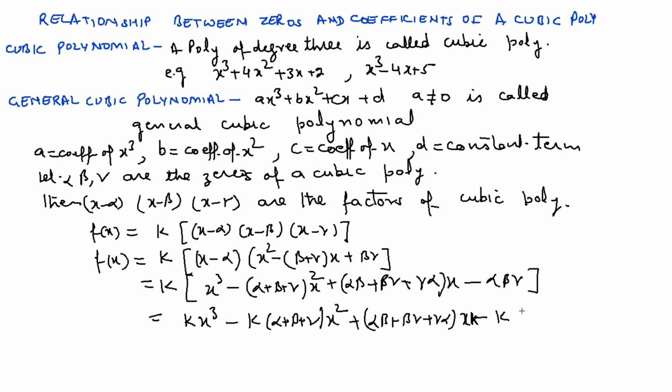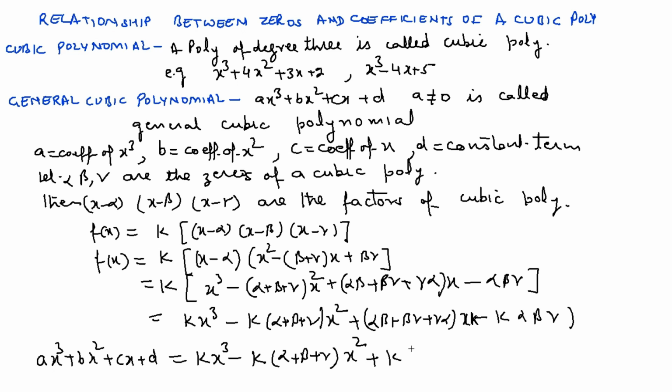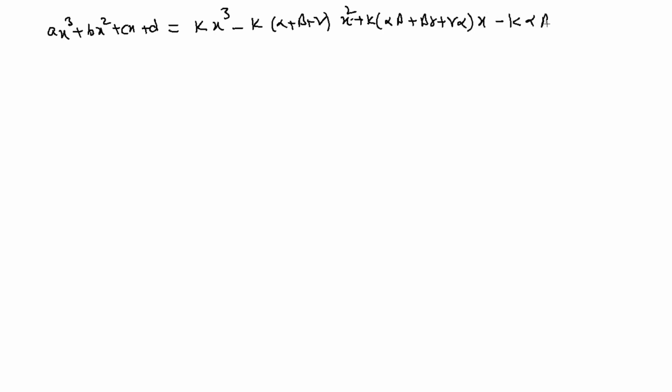So I have now ax cube plus bx square plus cx plus d is equal to kx cube minus k(alpha plus beta plus gamma)x square plus k(alpha beta plus beta gamma plus gamma alpha)x minus k alpha beta gamma. Now I'll compare the coefficients of the left hand side with the coefficients of the right hand side.